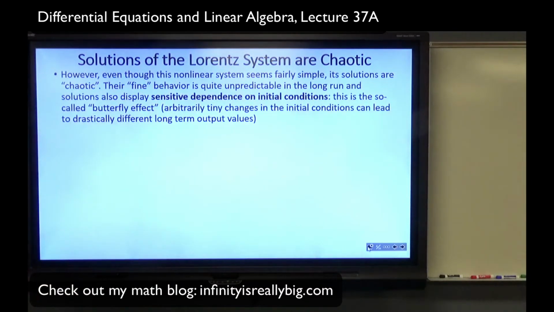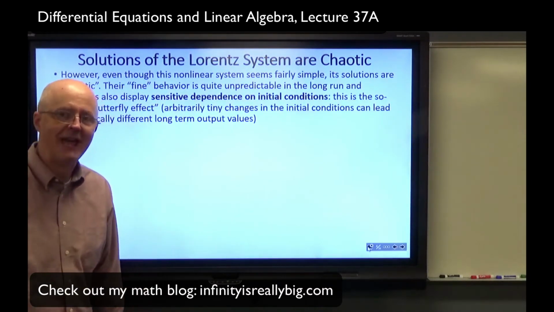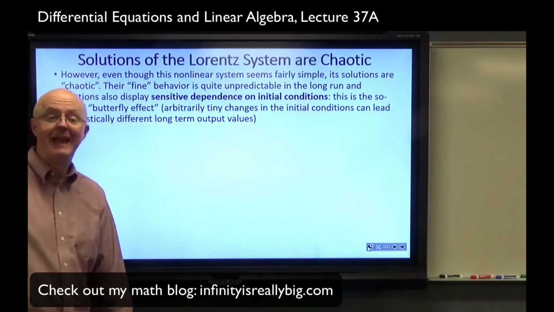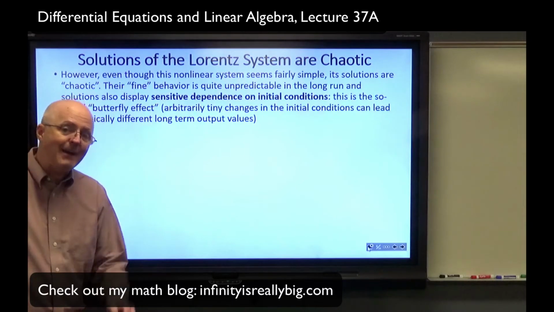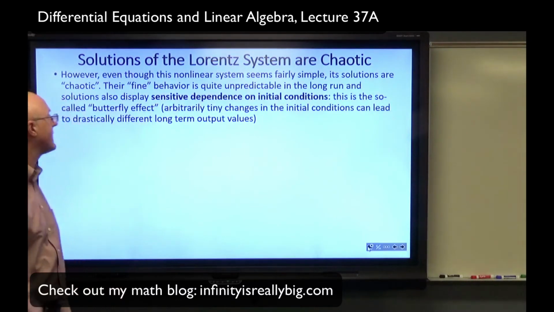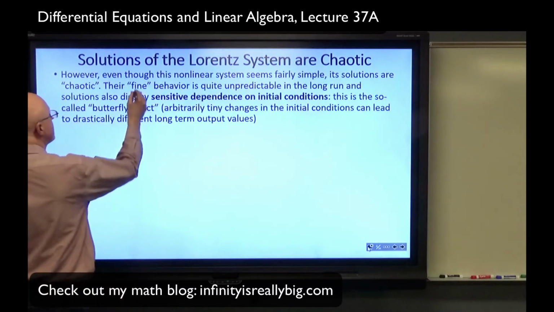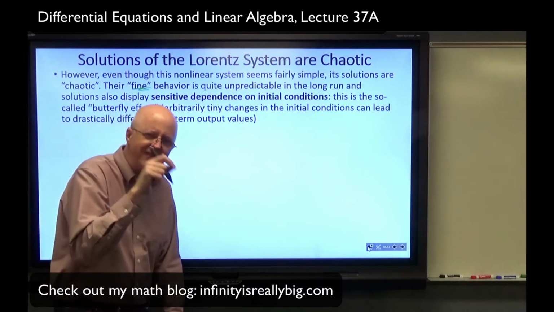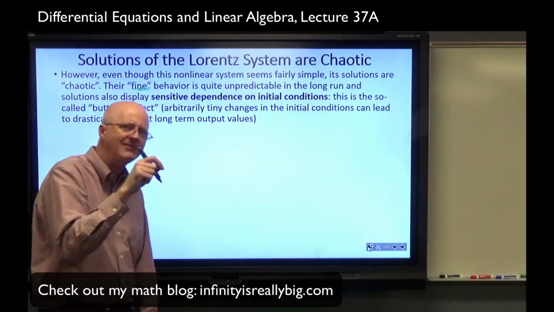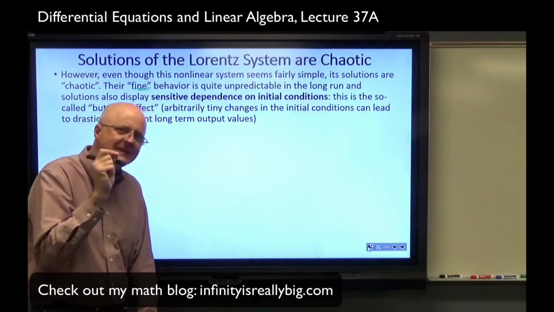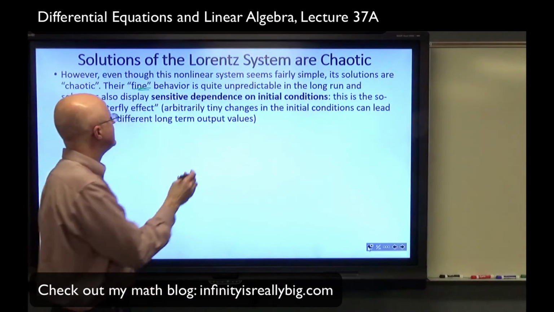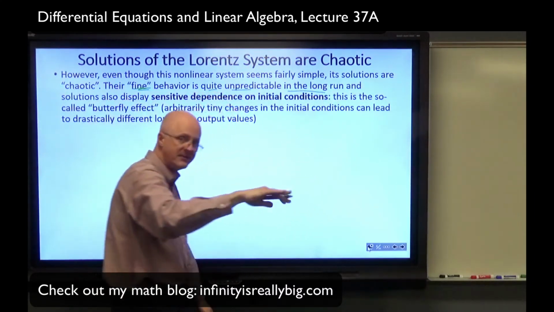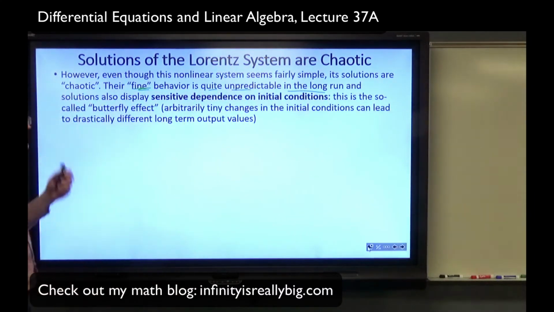What does that mean? I'm not going to give you a full definition of chaos. You can give a full mathematical, rigorous definition of chaos. That's very precise. I'm just trying to get the basic idea across. Basically it means the fine behavior of solutions, meaning their actual values and the actual nature of the graph to the precise kinds of details that we are usually after, is actually quite unpredictable in the long run. In the short run, it's fairly predictable, but in the long run, it's quite unpredictable.